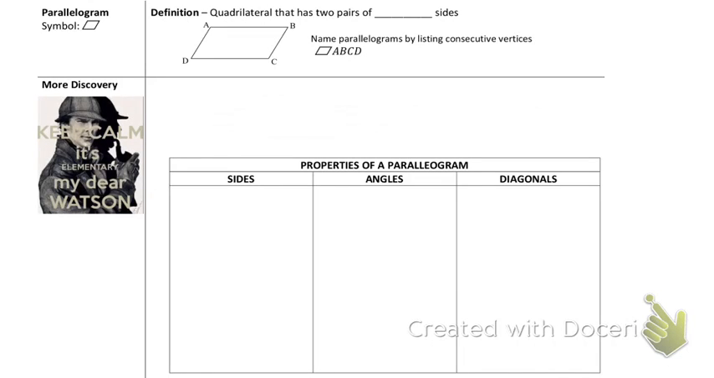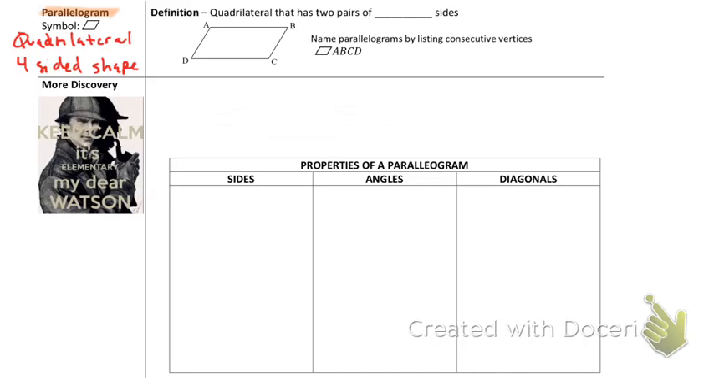Today we're going to be talking about quadrilaterals and more specifically a parallelogram. So just to be clear, a quadrilateral is a four-sided shape. One of the more specific types of quadrilateral is a parallelogram.